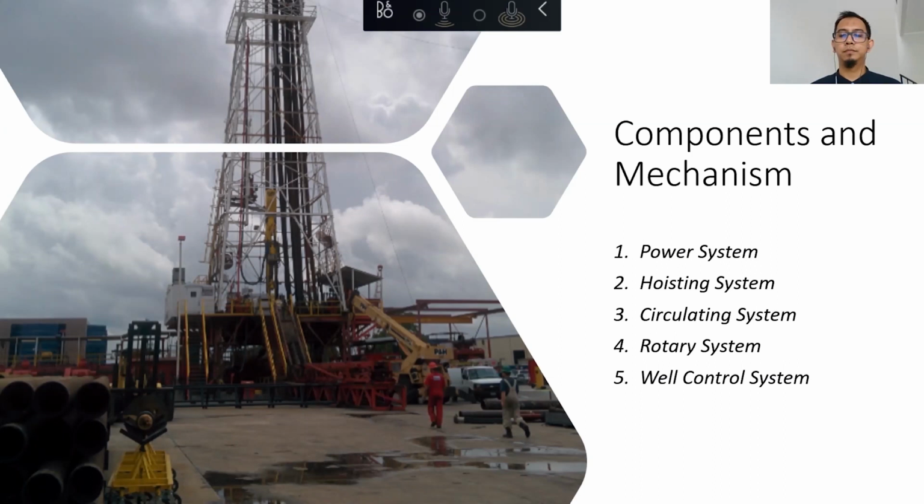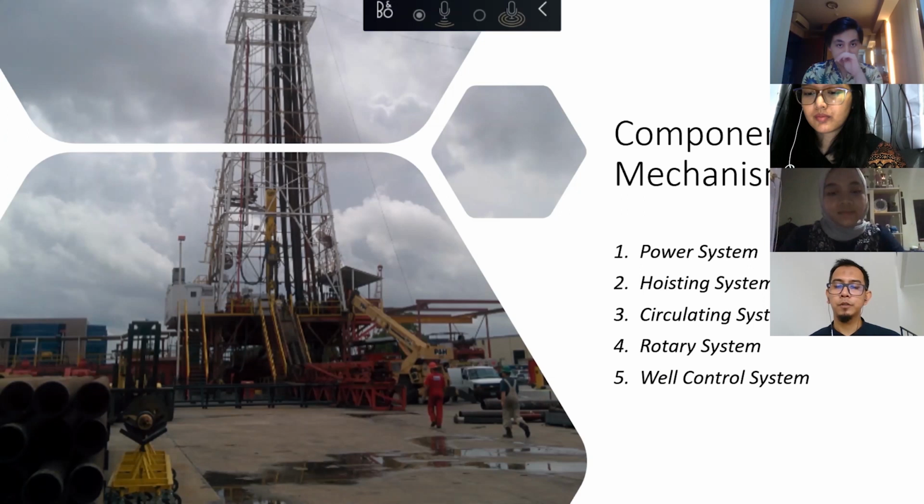The next chapter will be about the components and mechanism of the rig system or drilling system. I believe most of you have known this. There are 5 types of rig component systems. First is the power system, and then the hoisting system, circulating system, rotary system, and well control system.